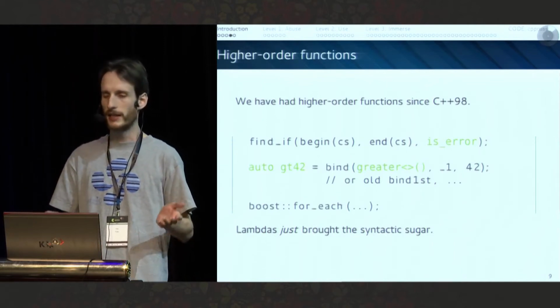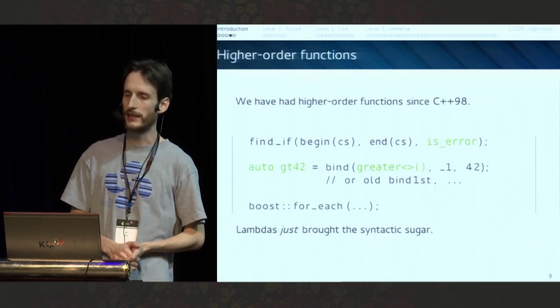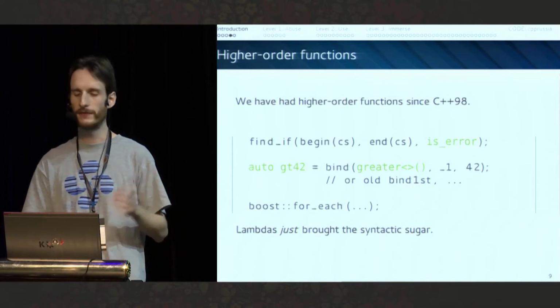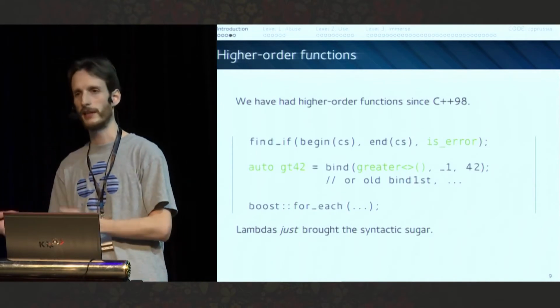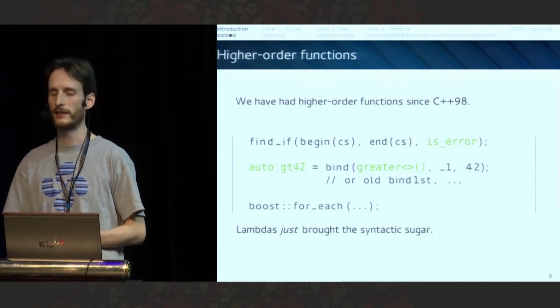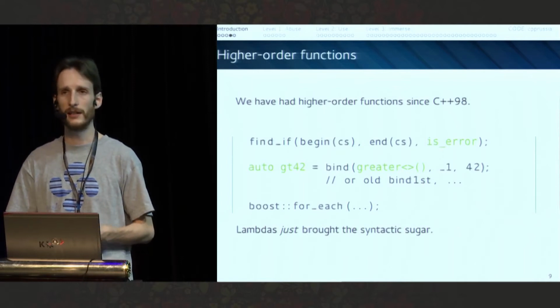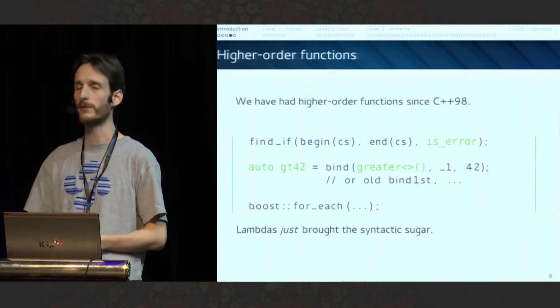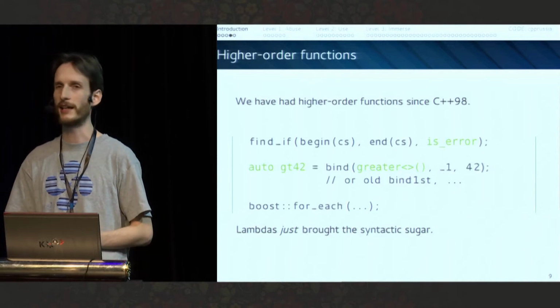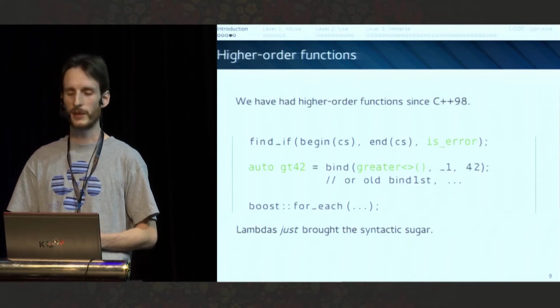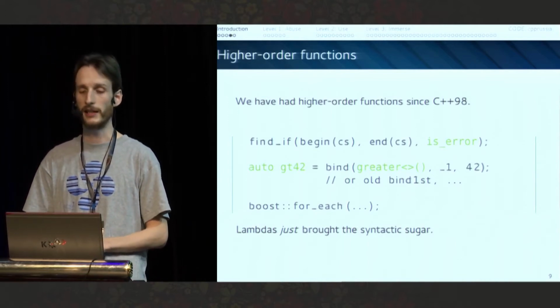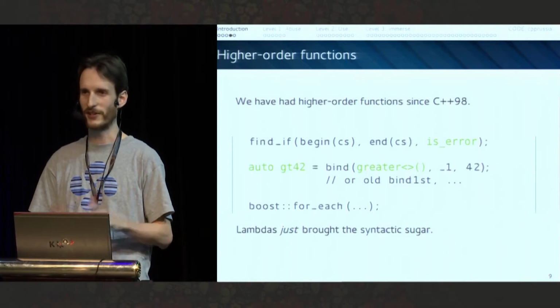So examples from C++98, we had find_if, we had bind1st, evolved into bind. We had in Boost foreach. So we had a lot of higher-order functions and we should have used them daily. I know a lot of C++ developers who don't know what STL is, but you're not them.